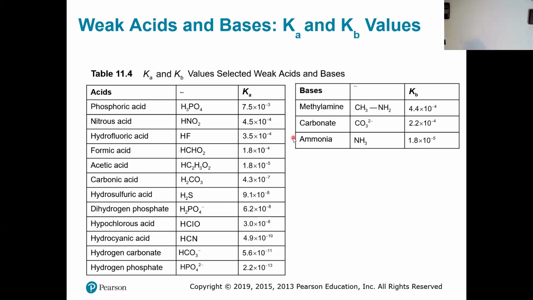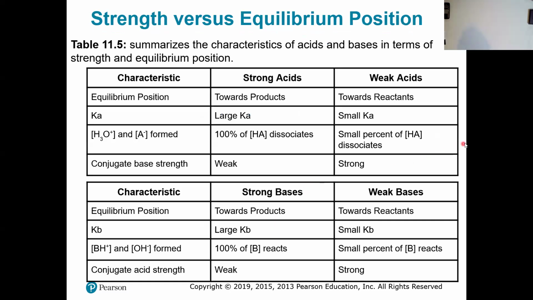Okay, so here are just some examples of weak acids and weak bases and their corresponding dissociation constants. And you'll see for all of our weak acids and weak bases, the exponents on these are all very tiny exponents because they're all weak. So they're not going to have a very large amount of separation.